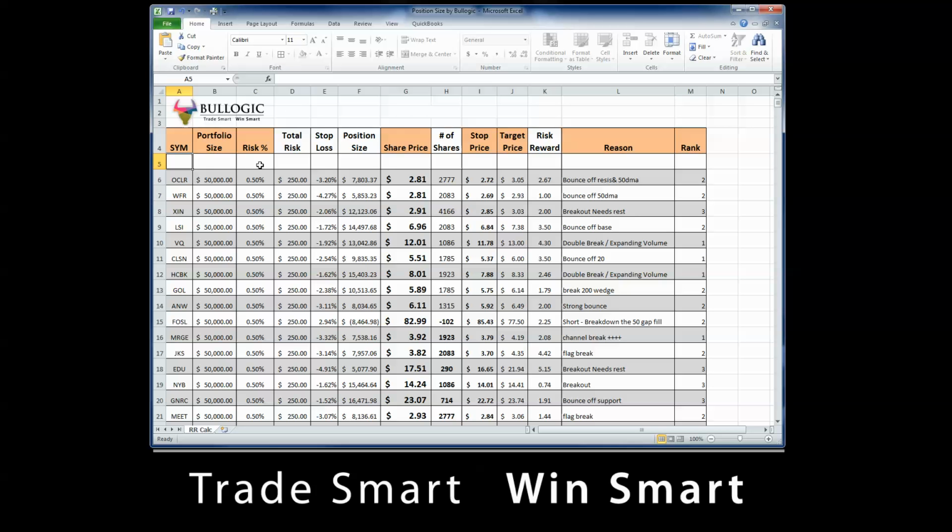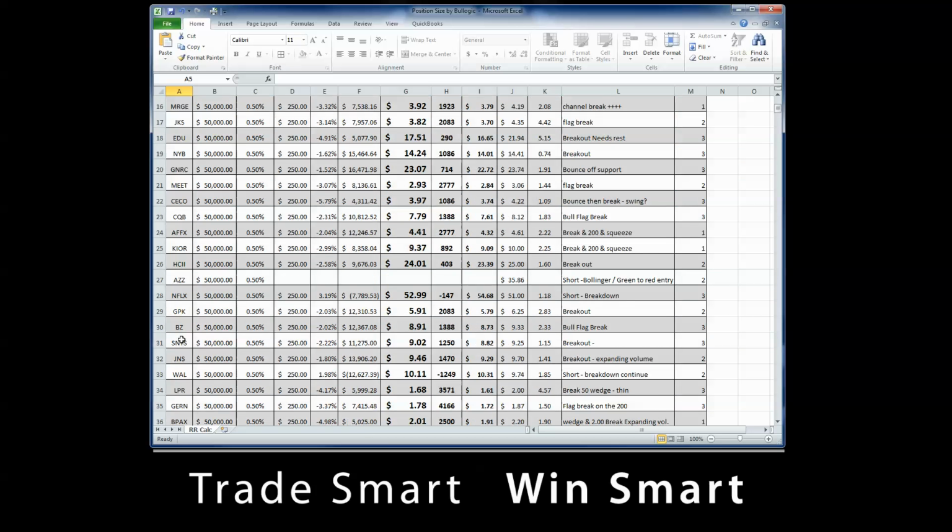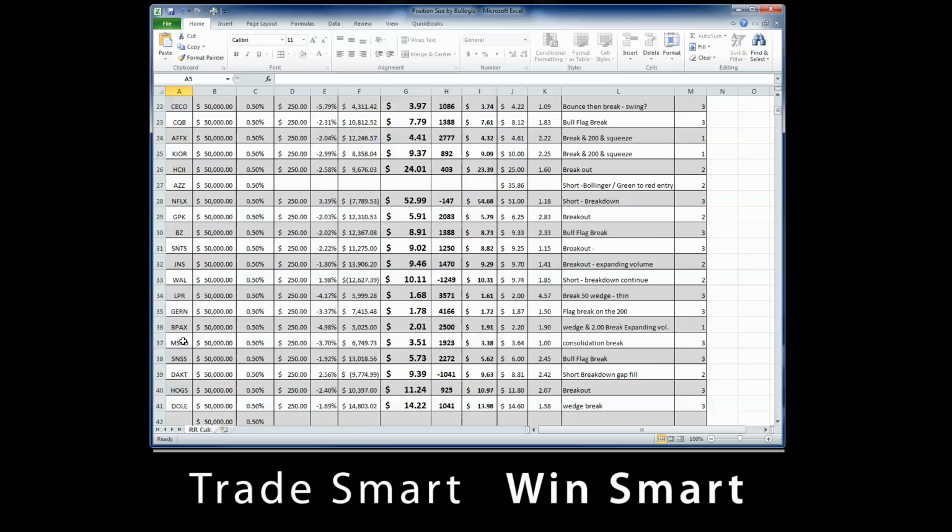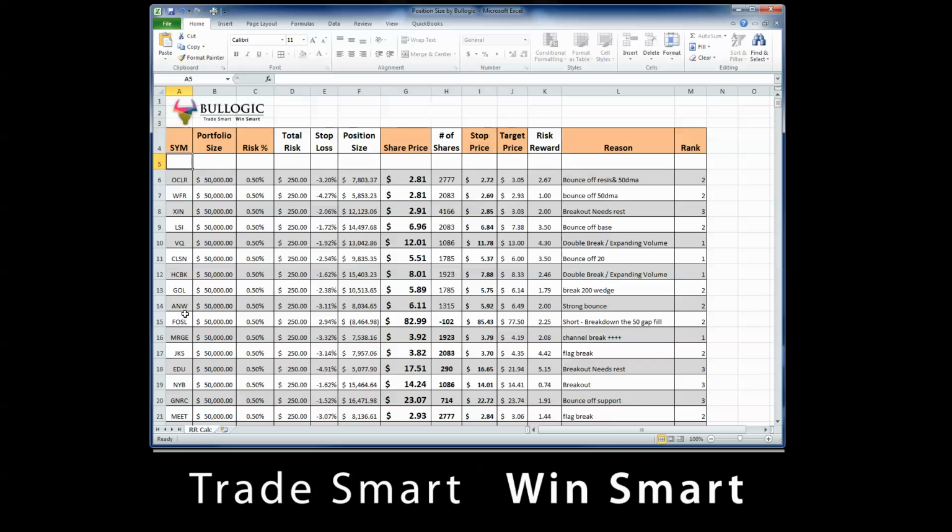So after I have my watch list, I come over and pull up my position sizer and I plug in my watch list. I put all the stocks that I'm looking at for the day or for the week. They all go into my position sizer. So let's just work through one together. The first one on our watch list is OCLR. I already have this on there, but we'll just go ahead and plug the numbers in together.